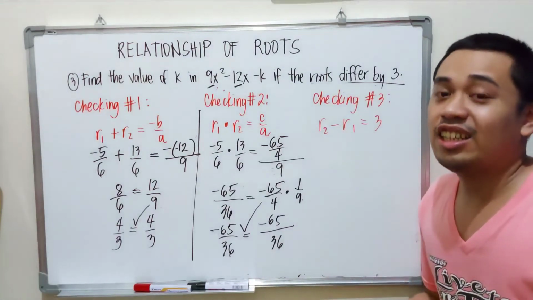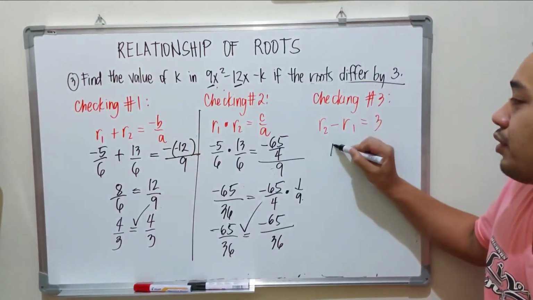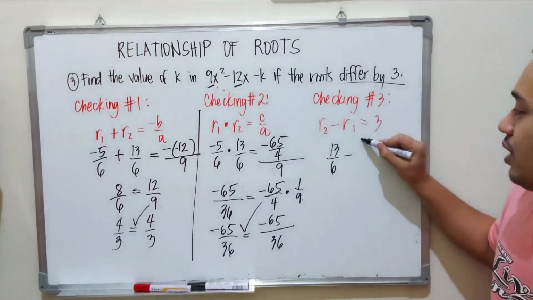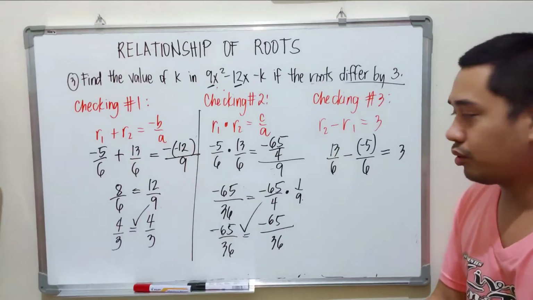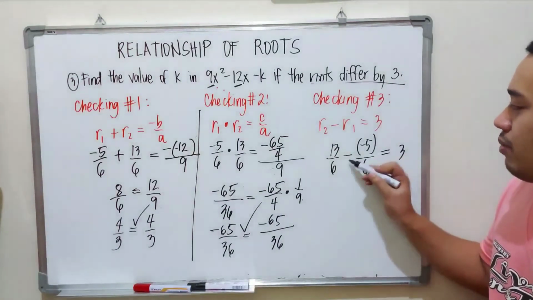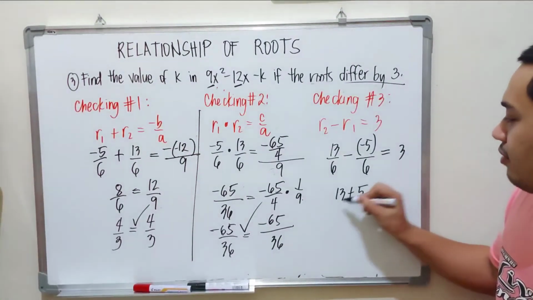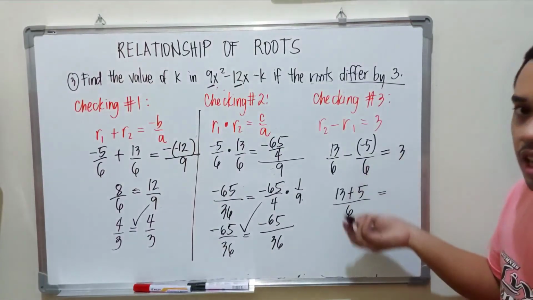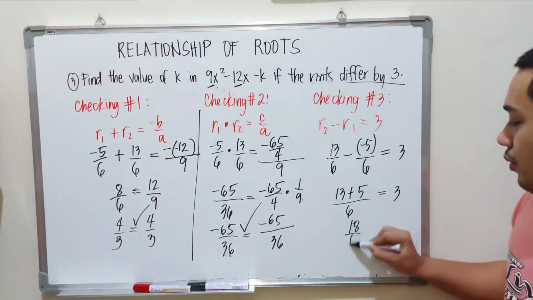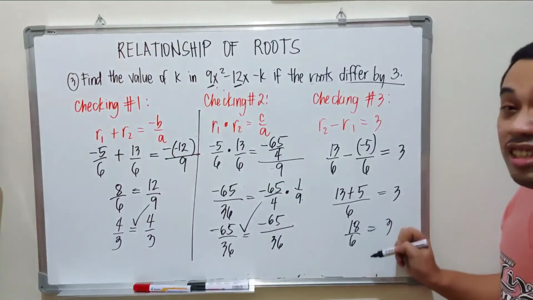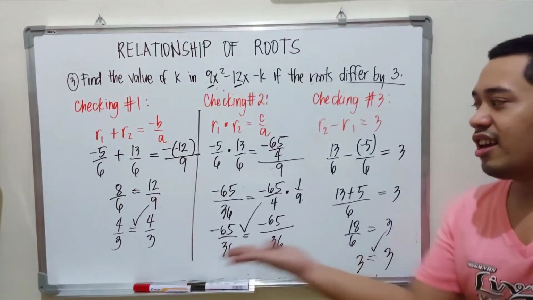Next, kailangan naman natin i-check yung difference ng mga roots, which is R2. We have 13 over 6 minus negative 5 over 6. Dapat daw 3 yung maging difference ng mga roots. Okay, so this will become addition since we have minus negative 5. So 13 plus 5, since similar naman siya, we combine or we just take it as 1. Then 13 plus 5 is 18 over 6 equals 3. Then 18 divided by 6 is 3 equals 3. So na-solve natin siya. Okay lahat yung checking natin.